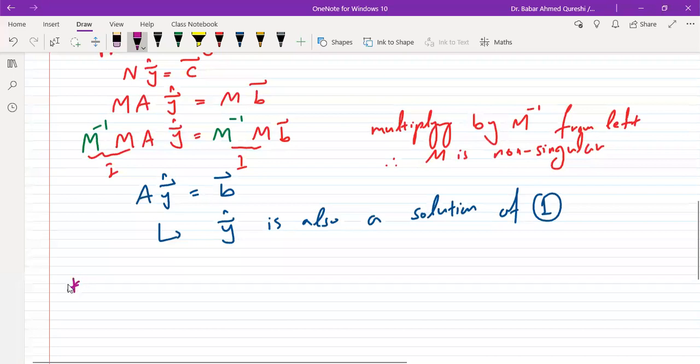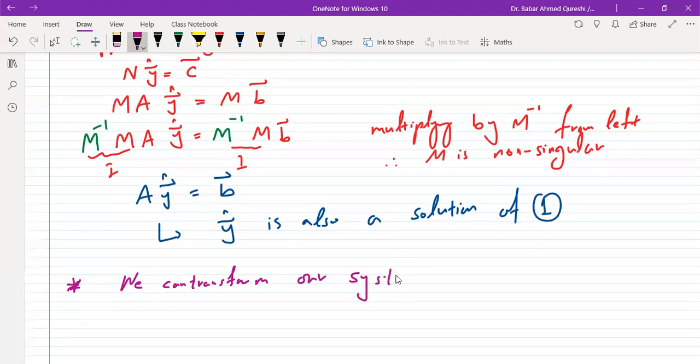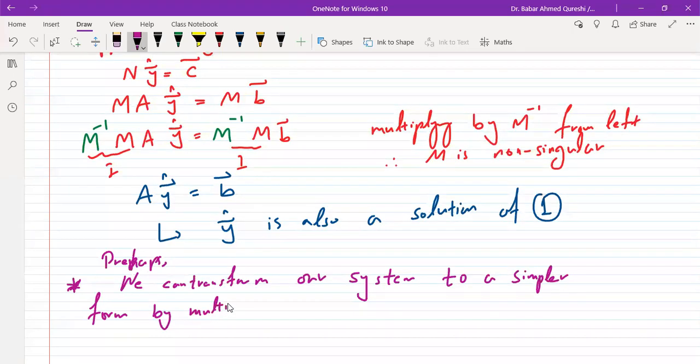So this gives us an important idea, which is just the same idea we have been discussing before, expressed in a new form, that we can transform our system to a simpler form, perhaps, I should say perhaps we can, into a simpler form by multiplying with some non-singular matrix.